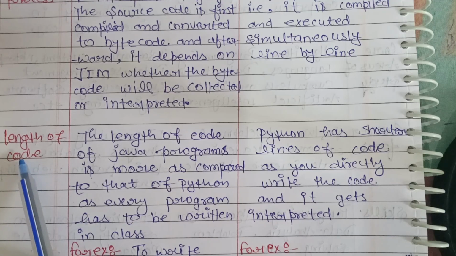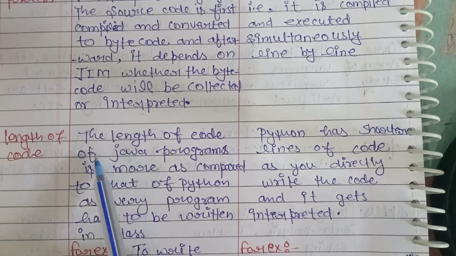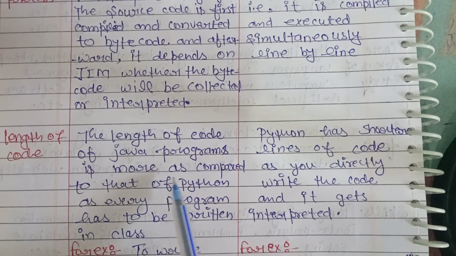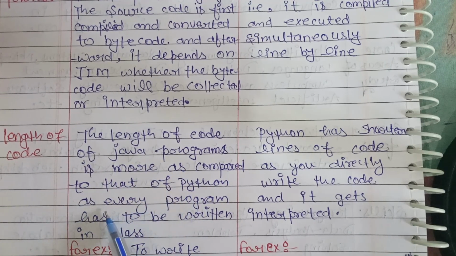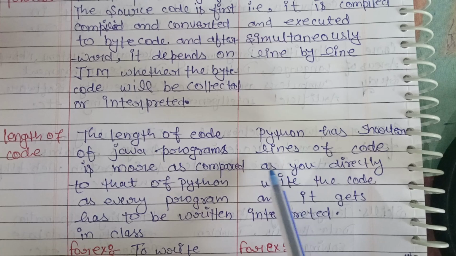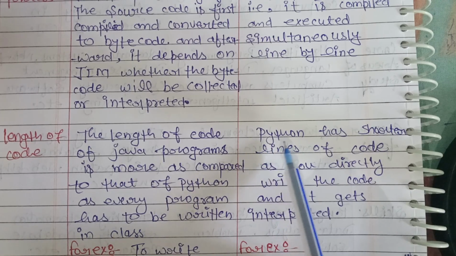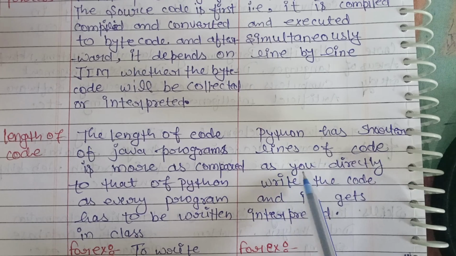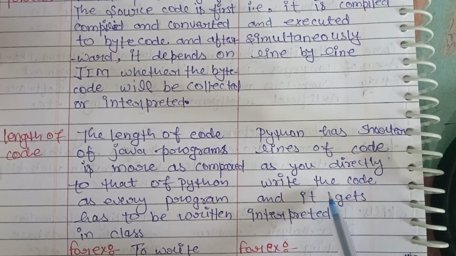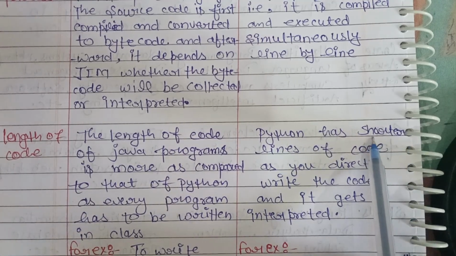The second topic is length of code. The length of code of Java programs is more as compared to Python, as every program has to be written in a class. In Python, the code is shorter, as you directly write the code and it gets interpreted.